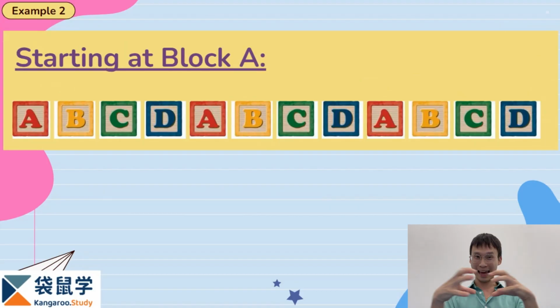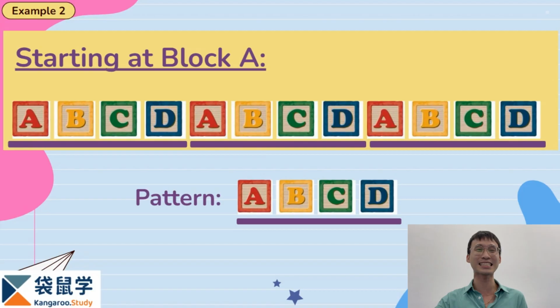Imagine we are all playing with building blocks, and each building block has a letter A, B, C, and D. First, we line them in order, and we start with block A. What pattern do you see? Very good observation. It is A, B, C, D, repeating again and again.